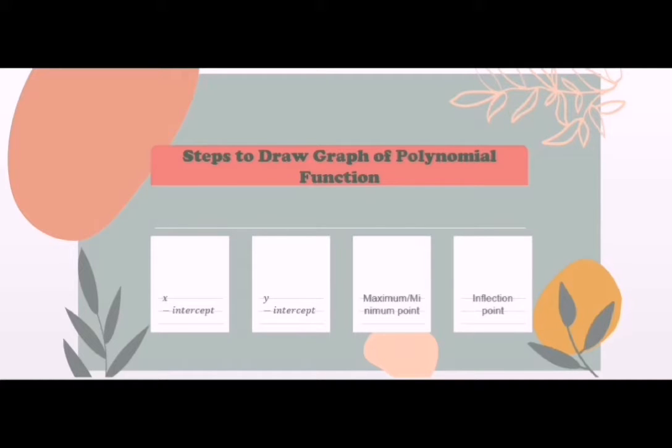Okay, next are the steps to draw the graph of a polynomial function. There are 4 steps. First, we must find the x-intercept. Second, the y-intercept. Third, the maximum or minimum point. And the last one, the inflection point.